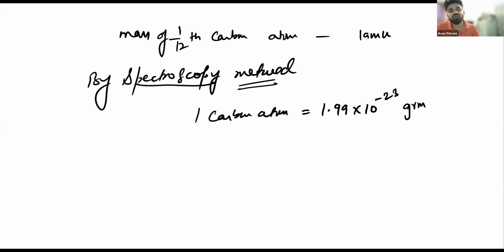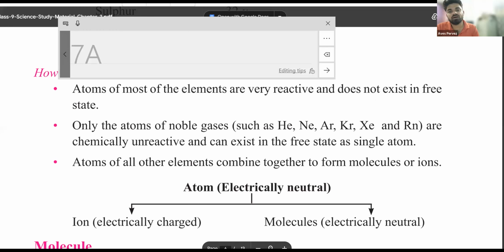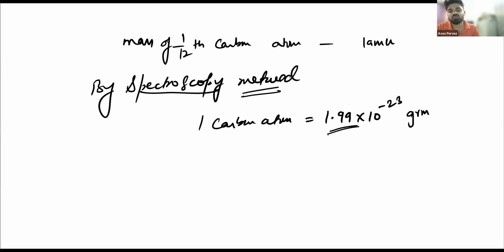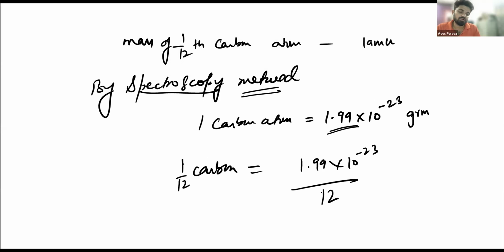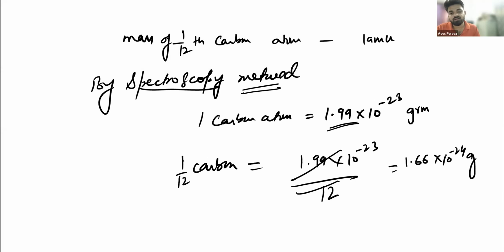Now moving to the next part. This was not our standard unit. If I ask you the mass of 1/12 of a carbon atom, because this was our standard unit, you have to divide it by 12. You will get 1.66 into 10 to the power minus 24 grams.